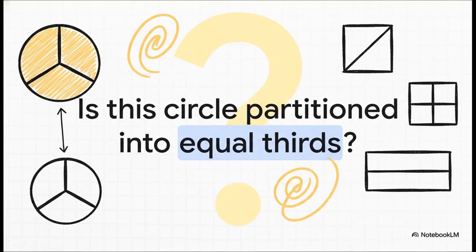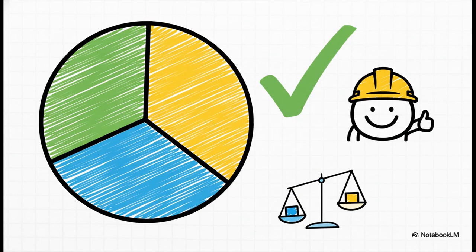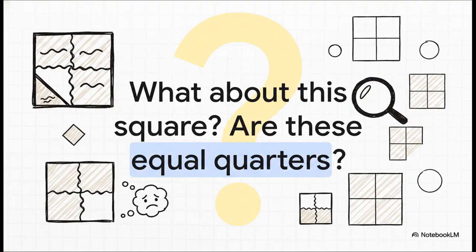Okay, detective, take a look at this first piece of evidence. It's a circle, and it's been partitioned into 3 pieces. So the question for you is, are these equal thirds? Does it follow our golden rule? If you said yes, you are absolutely right. You nailed it. An architect would definitely approve of this blueprint. Each part is the same size, which makes these 3 perfect thirds. Great job.